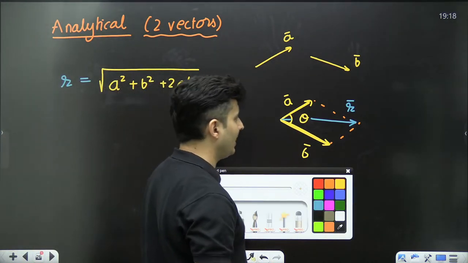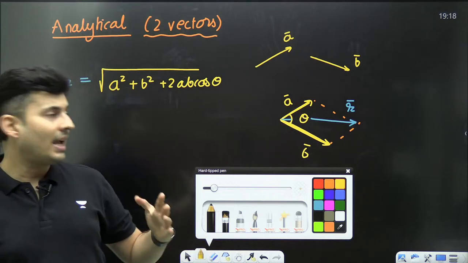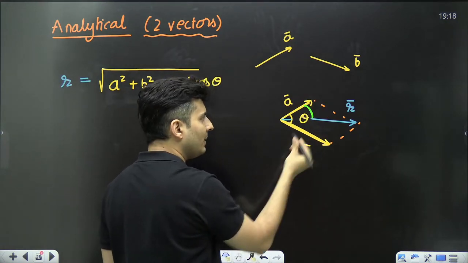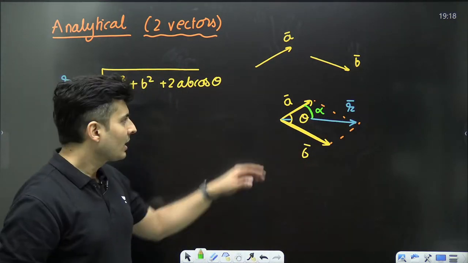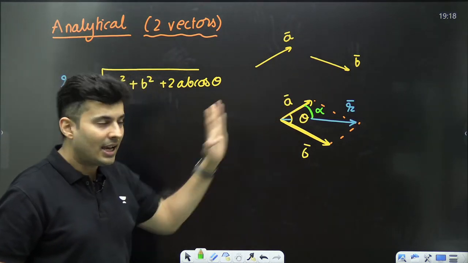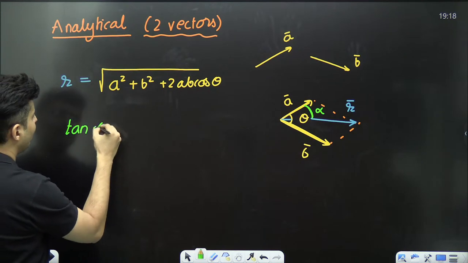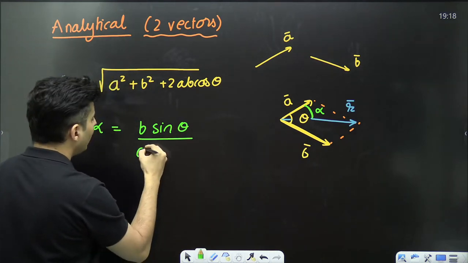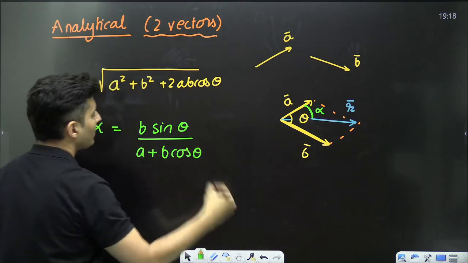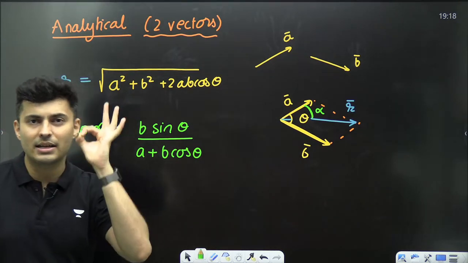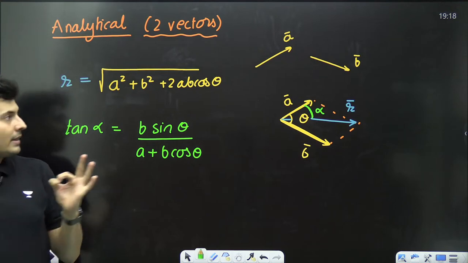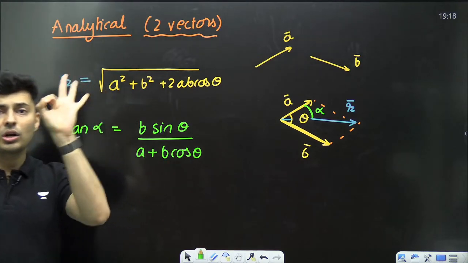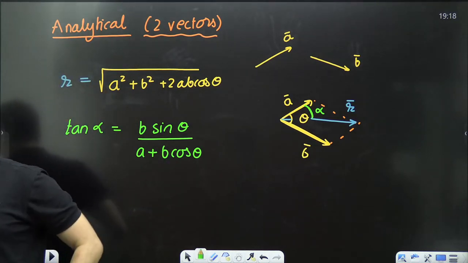Also, not just that, guys. The resultant will definitely make some angle with A, or let's say with B. So if I call this angle alpha, the resultant making an angle alpha with A, then tan of alpha is given by B sine theta divided by A plus B cos theta. Is that clear, everyone? Yes. So tan alpha is B sine theta upon A plus B cos theta. Keep this in mind.